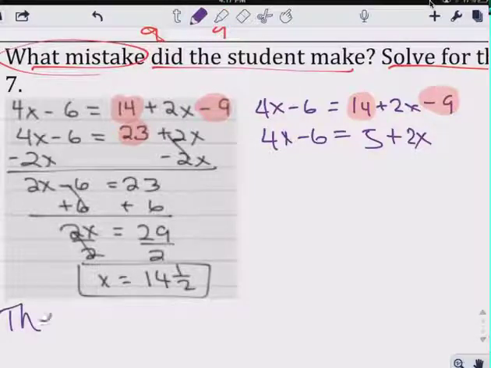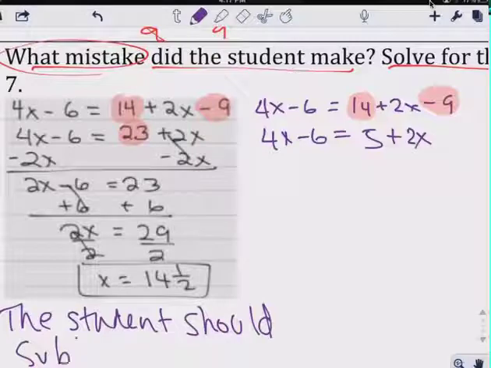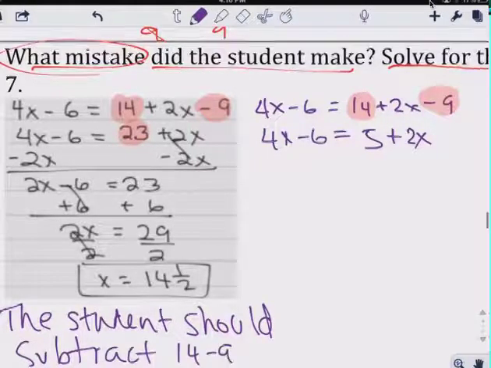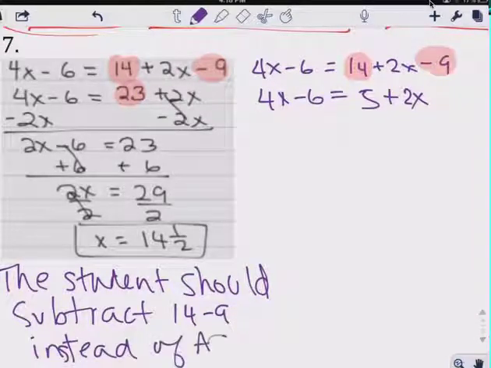The student should subtract 14 minus 9 instead of adding. Okay?